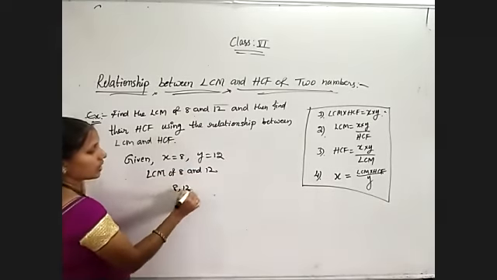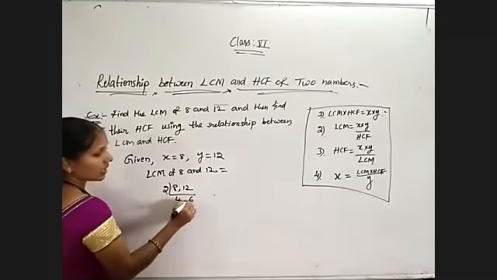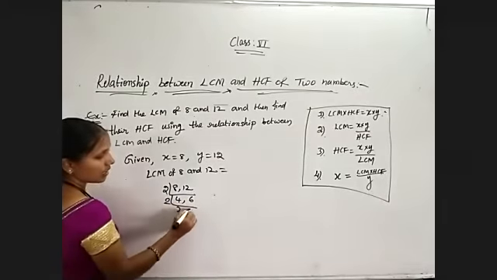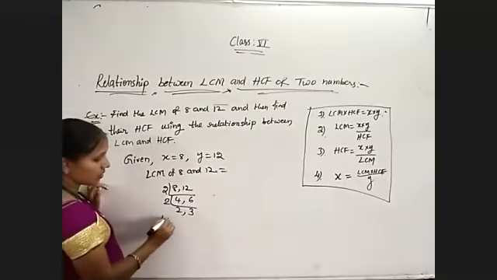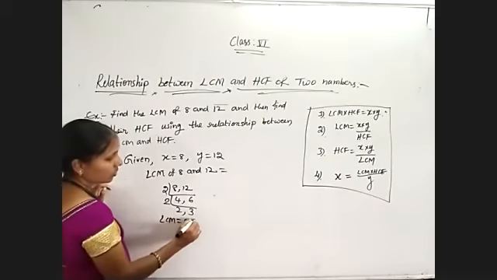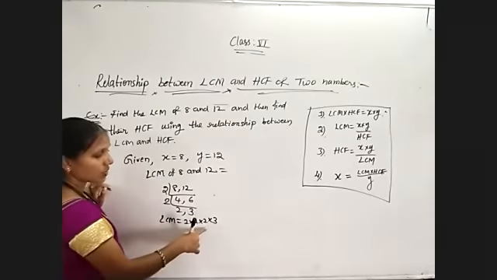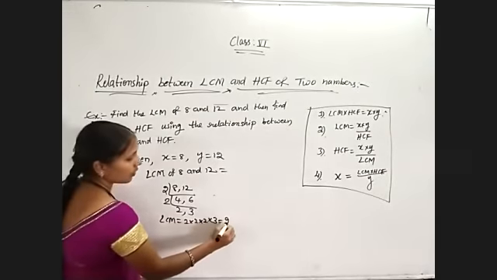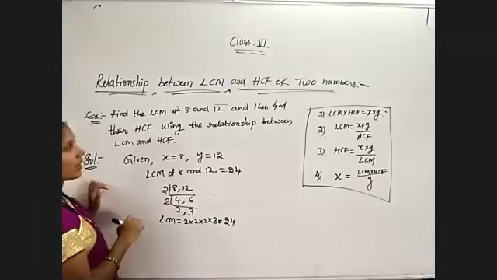8, 12. Use the division method. What will we get? 2 4s are 8, 2 6s are 12, 2 2s are 4, 2 3s are 6. 2 and 3 don't have any common factors, so their LCM is equal to 2 into 2 into 2 into 3. That is 2 2s are 4, 4 2s are 8, 8 3s are 24. So the LCM of those two numbers is equal to 24.